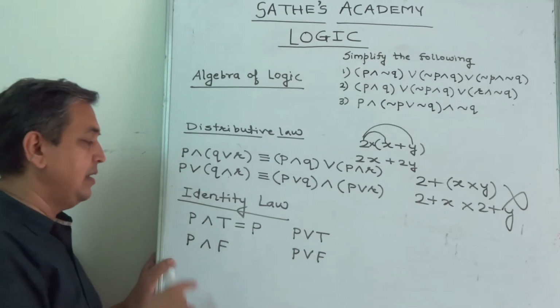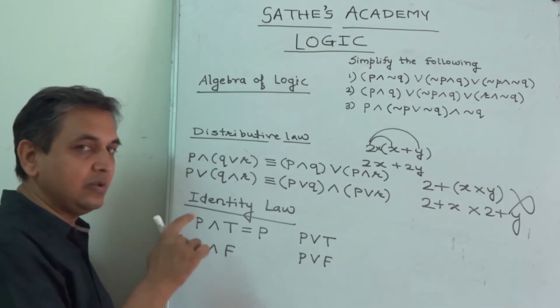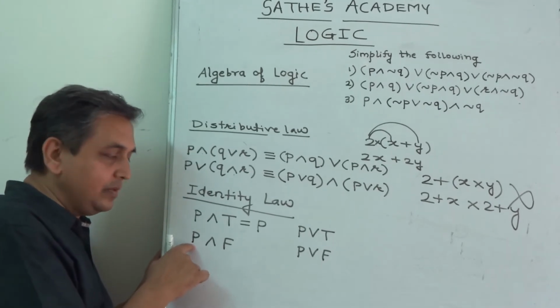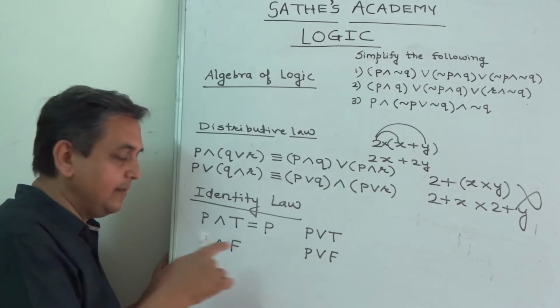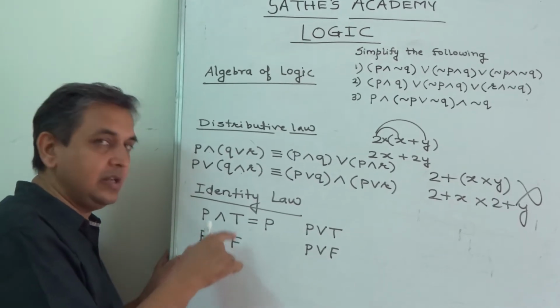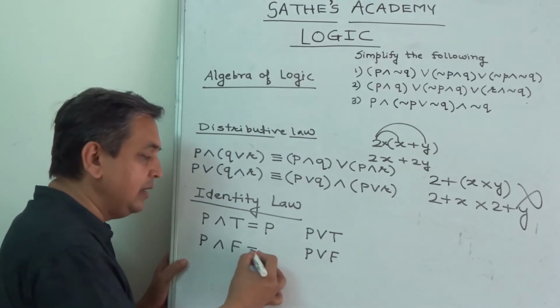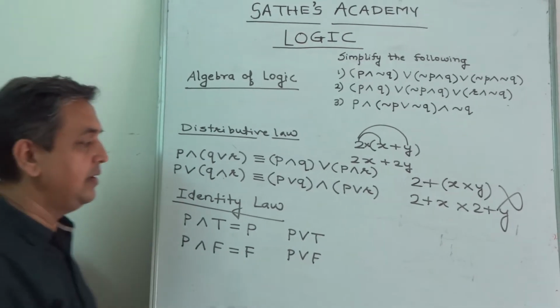Clear? P and F. Now one statement is false, already known. If P is true, the result is false, because in and one statement is false. If P is false, still the result is false. So whether P is true or false, it does not matter. The result of this statement is always false.